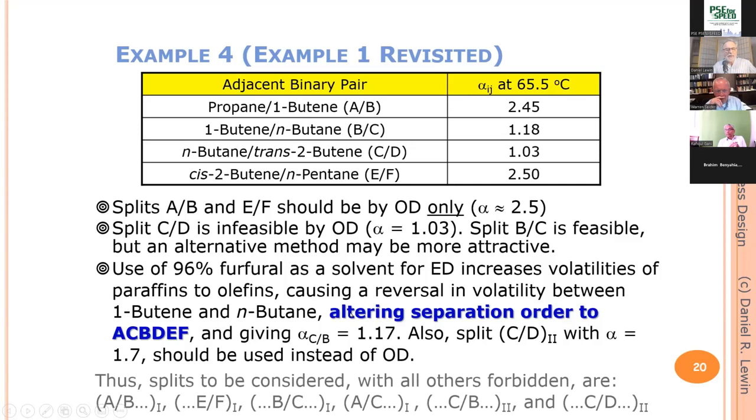And just to cut a long story short, we are actually reducing the number of separations down to just these 6 instances. A from B with ordinary distillation, E from F with ordinary distillation, B from C ordinary distillation, A from C ordinary distillation, and C from B and C from D by extractive distillation. The reason that we have here A and C is that the order of one of the components is reversed in relative volatilities.